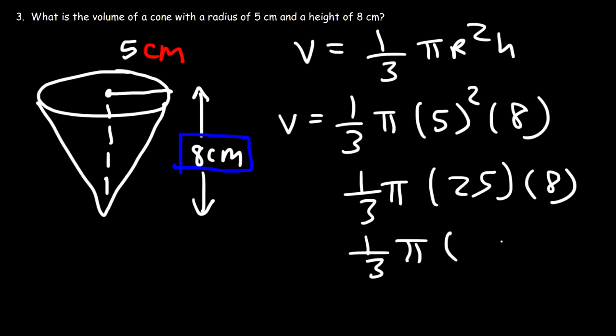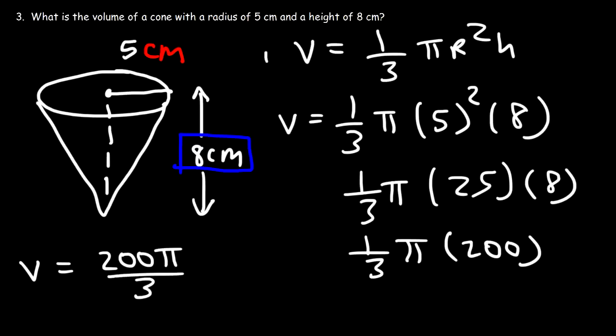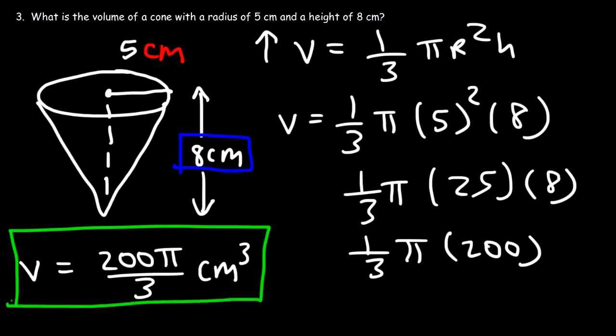So 25 times 8 is 200. And so our answer is going to be 200 pi over 3, and we're dealing with centimeters, and so this is going to be cubic centimeters. The units for volume is always cubic units. Cubic centimeters, cubic feet, cubic inches, or something like that.